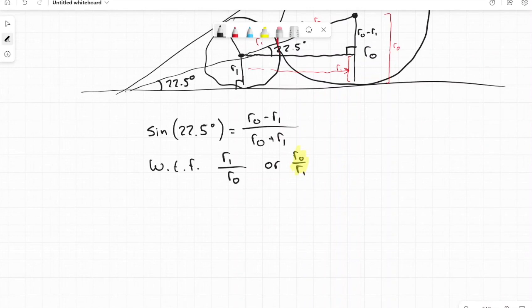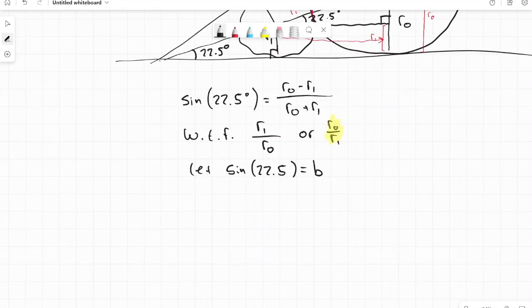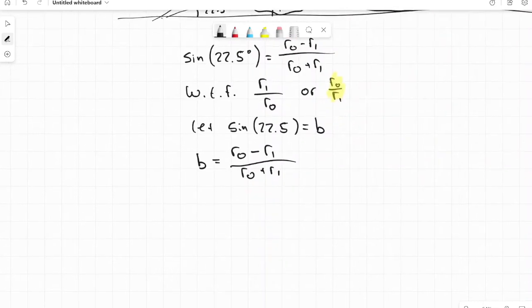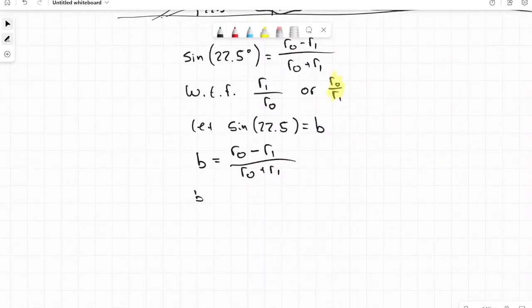Actually, one other thing I'm going to do, just so I don't have to write so much, is to let sine of 22.5 equal the letter B, and that's just a random letter I chose that I don't think I'm going to want to use for anything else. So we've got B equals R0 minus R1 over R0 plus R1. That's just from up here. Okay, so we can do some rearranging. We've got B R0 plus B R1 equals R0 minus R1.